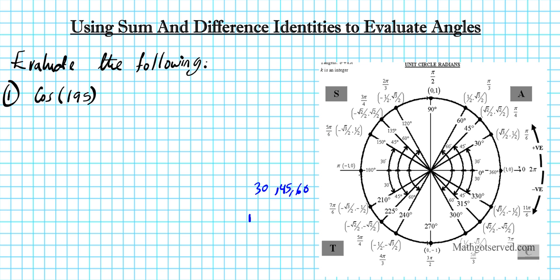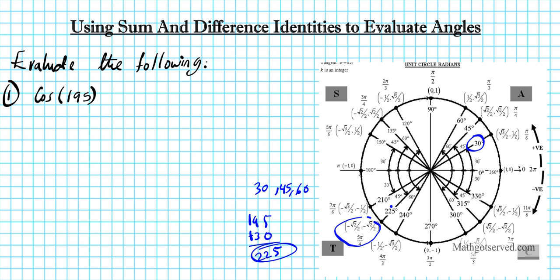So let's try 30 first. What is 195 plus 30? 5, 9 plus 3 is 12, 225. Is this a common angle? Absolutely, 225 is right here. So this is what I'm going to be using. I'm going to be using 225, and I'm also going to be using 30 degrees.